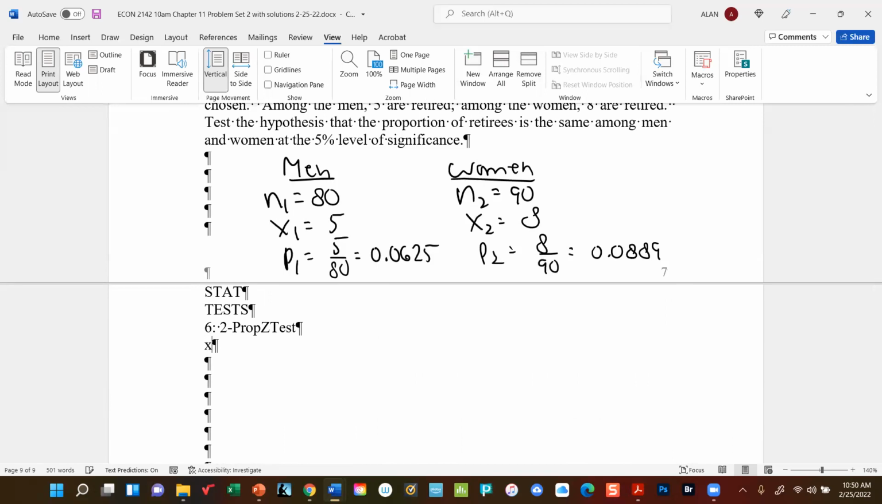All right. So they're asking for X1, which is 5, N1, which is 80, X2, 8, N2, 90. And then, of course, it's a two-tailed test, P1 unequal. Now here's one of the things that you should know about. The unequal symbol. Where do I find that?